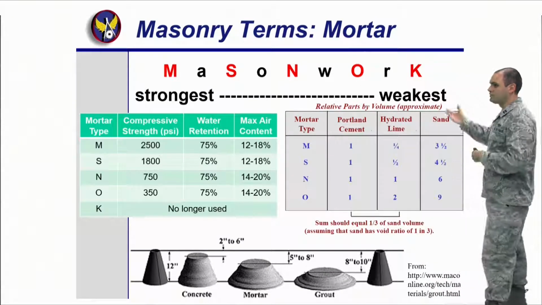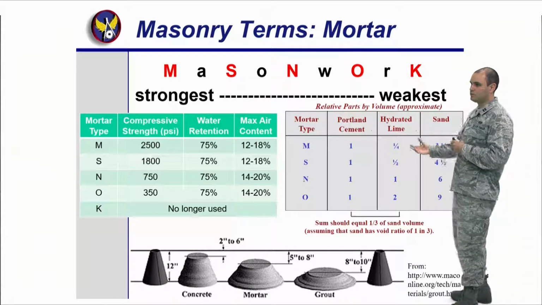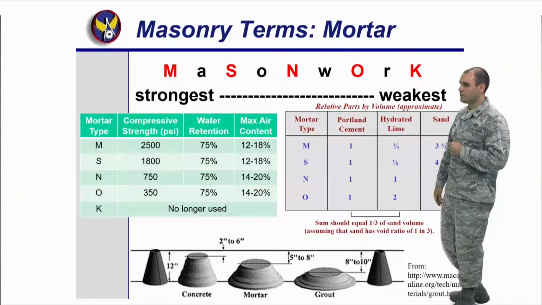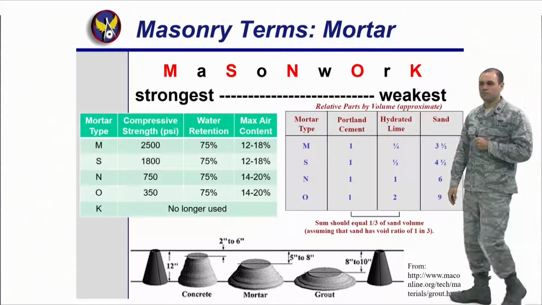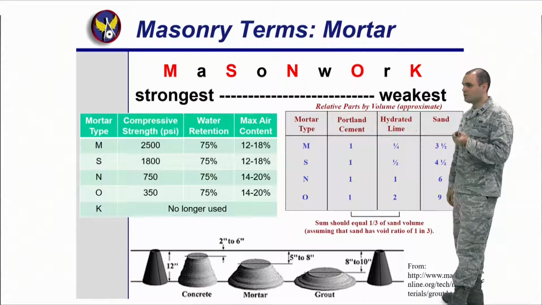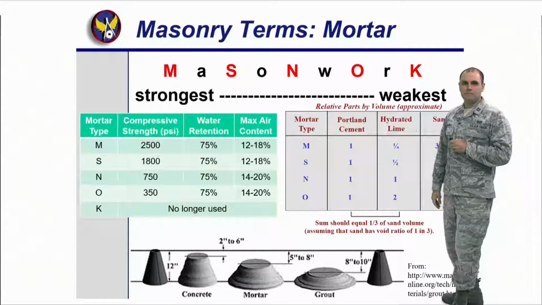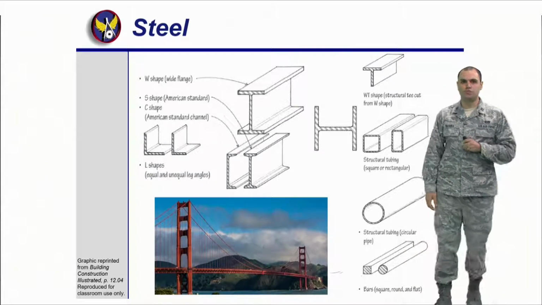The other thing is, this is how you make your mortar, depending on what type you're using. One part Portland cement, one-quarter part hydrated lime, and 3.5 parts of sand, all right? So as you can see, it's per volume, so depending on what volume you have. Now that we're done with masonry, we're going to go over to steel.